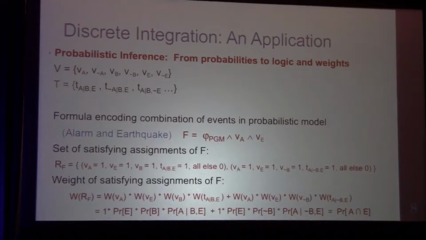alarm happening and earthquake. This is exactly what we have seen earlier, what we are trying to calculate. What is the probability that earthquake happens and alarm happens? What is the probability that earthquake happens and alarm happens and burglary happens? Or earthquake and alarm happens.